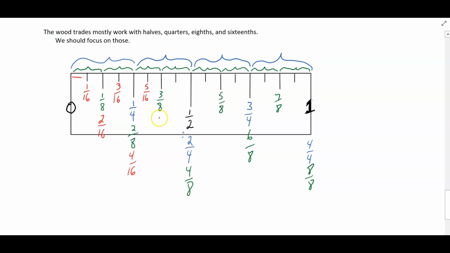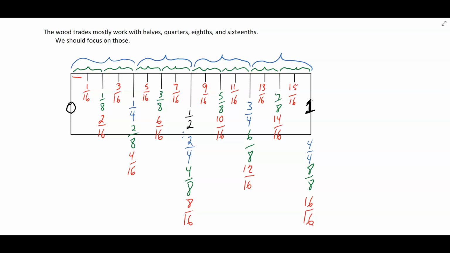5/16, 6/16, 7/16, and 8/16, which is 1/2, 2/4, 4/8, 9/16, 10/16, 11/16, 12/16, which is 3/4, which is 6/8, 13/16, 14/16, which is equivalent to 7/8, 15/16, and 16/16, which is 1 whole.